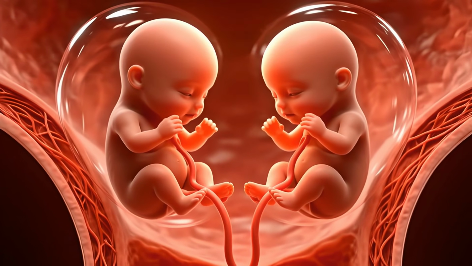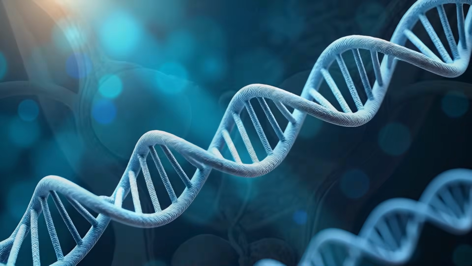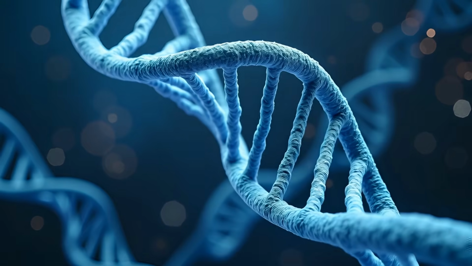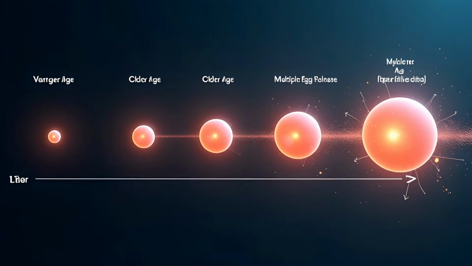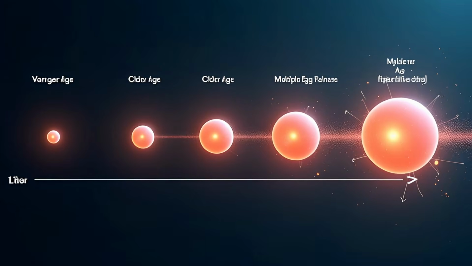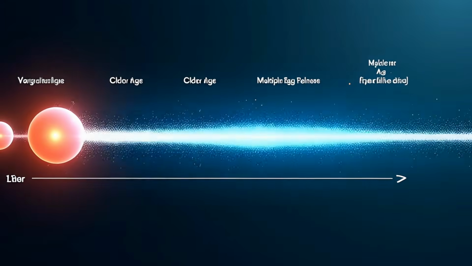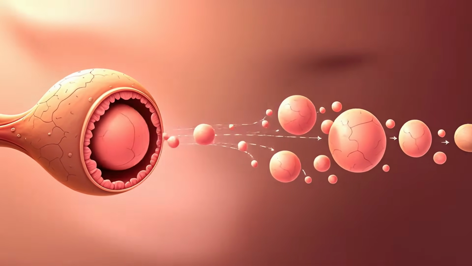Certain factors can increase the likelihood of having fraternal twins. One of the most important factors is genetics. If there is a history of twins in the family, especially on the mother's side, the chances may be higher. Age also plays a role. As women get older, especially after the age of 30, the body may release more than one egg during ovulation. This increases the chances of multiple eggs being fertilized.